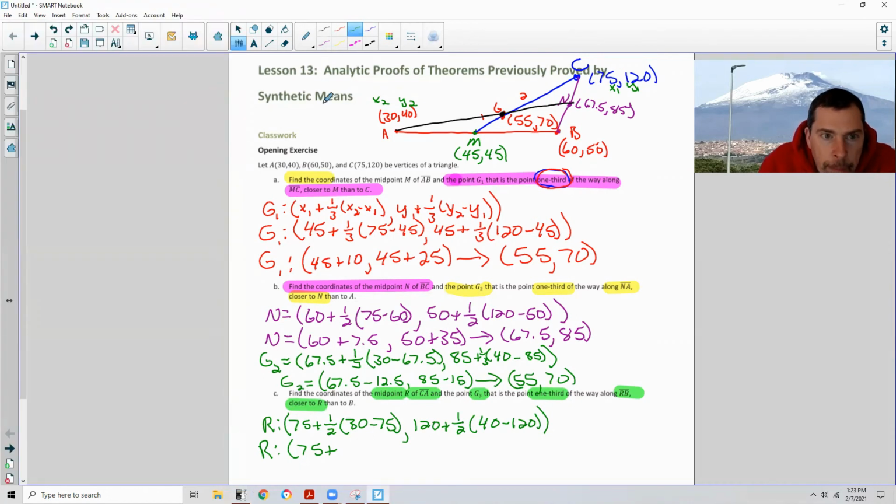So I'll put a minus 22.5 here for starters, comma, 120 plus, actually it's going to become minus again, this is going to be negative. 40 minus 120 is negative 80. Half of negative 80 is negative 40. So it's 120 plus a negative 40 or minus 40. And that is going to give us the points. And I already did this one in the calculator, and it was 52.5, comma, 120 minus 40, which is 80.